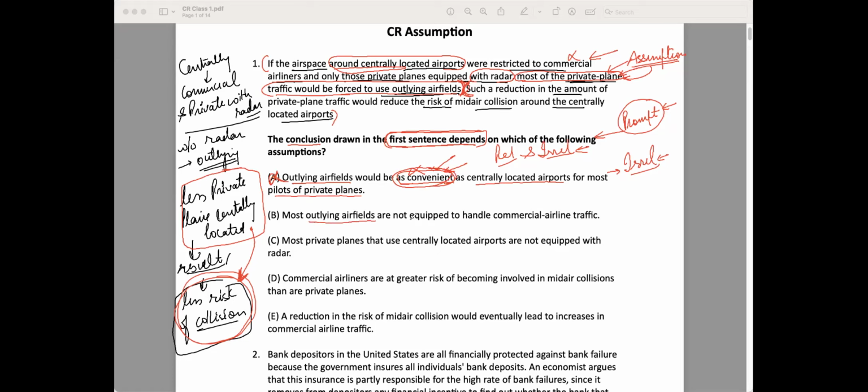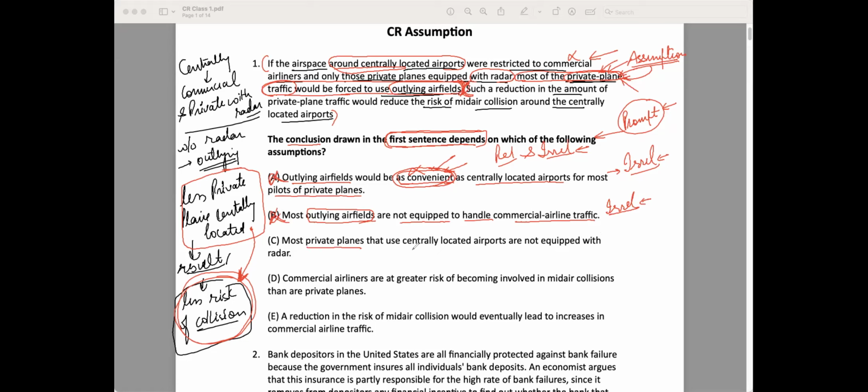Most outlying airfields are not equipped to handle commercial airline traffic. Again, are we making any claim about commercial traffic? No, we are talking about private plane traffic. Private plane traffic would be forced to use outlying airfields. We are not talking about whether commercial airline traffic is allowed on outlying airfields or not. This is also irrelevant. The conclusion is explicitly about whether private planes would be allowed out there or not. We are not even mentioning commercial airline traffic in that conclusion. So that's why this is out.